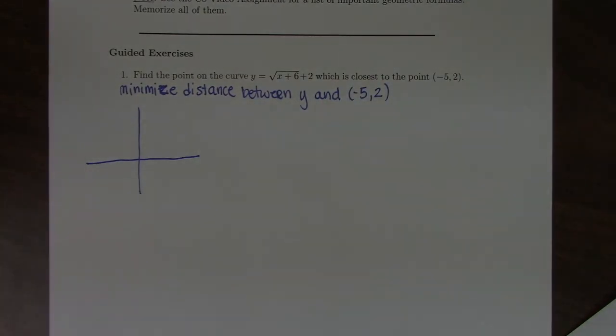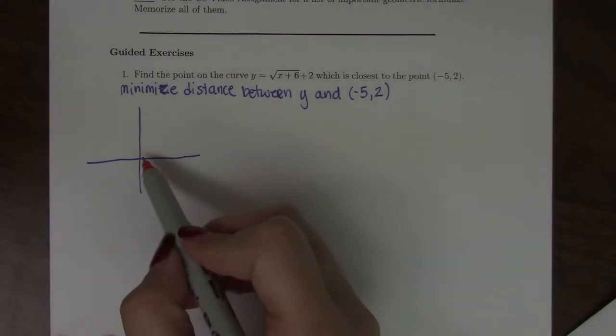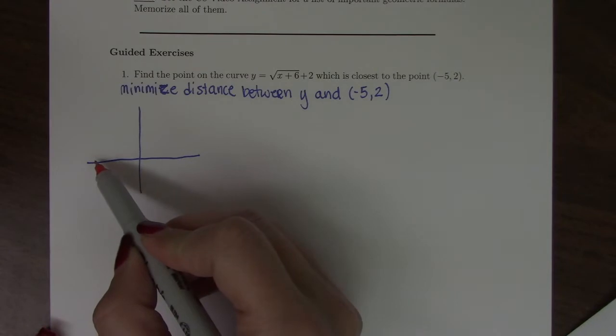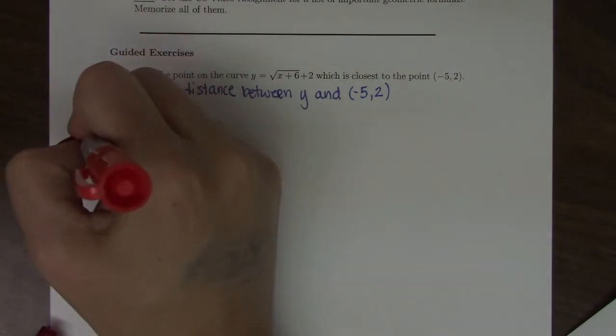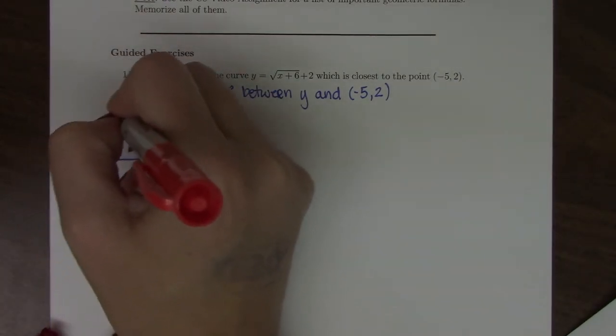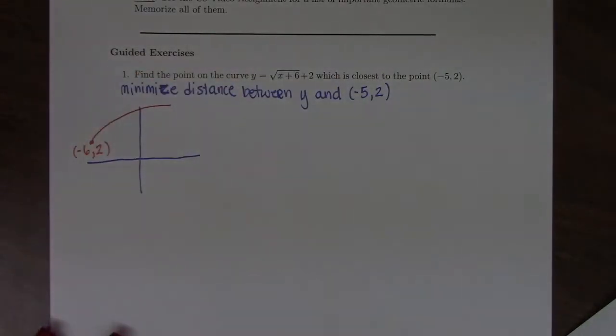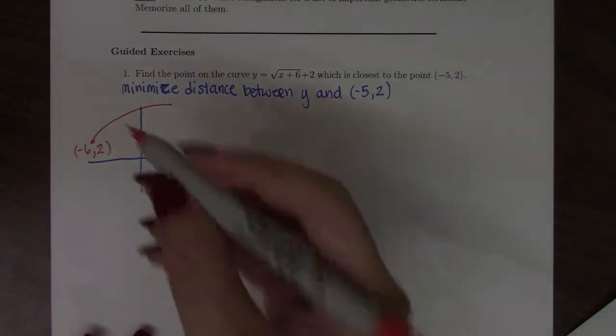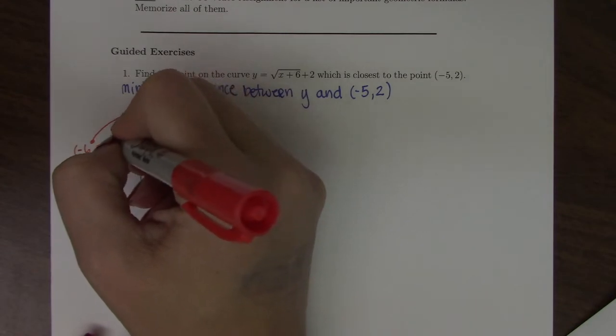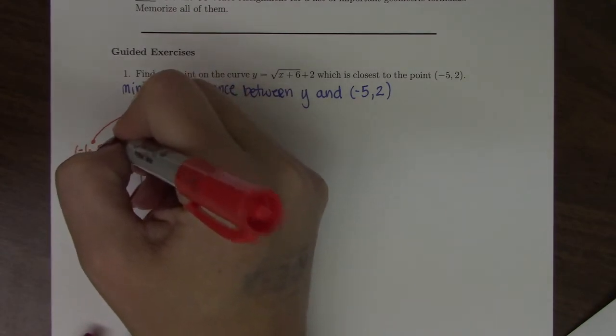So the square root of x normally starts at 0, 0. So if we take 0, 0 and we move it left 6 places and up 2 places, the graph now starts here. So what would normally be the origin is now at negative 6, 2. If we graph the point in question, negative 5, 2, well, it's right here.